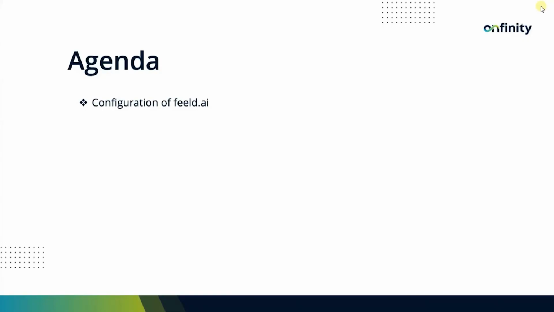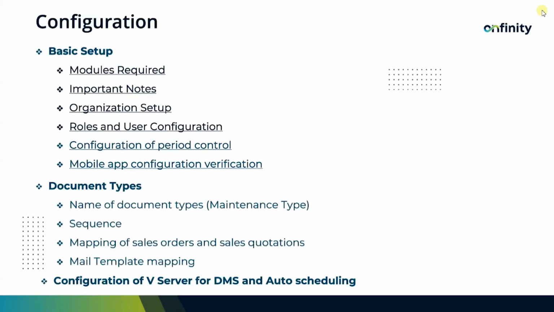The agenda is to understand the configuration needed for the Field AI module. The configuration is done in three main sections. The first is the basic setup, the second is the document type, and the third is the configuration of the vServer for DMS and auto scheduling.